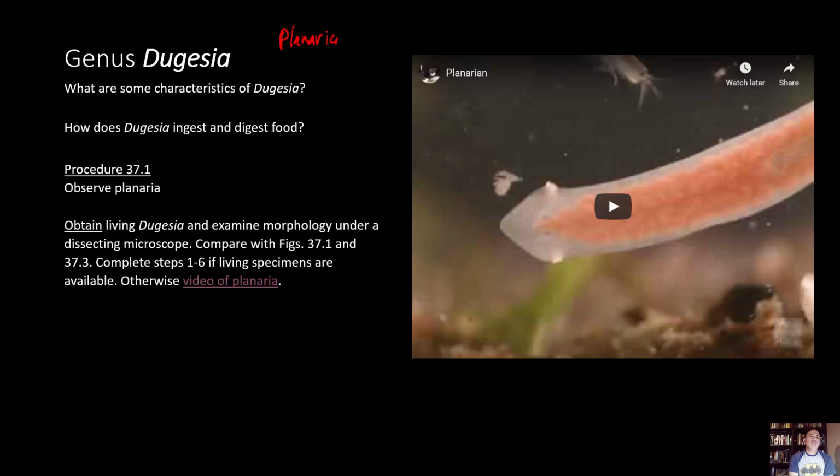And there you're going to be looking at a living Dugesia and watch it go about its business of moving around and acquiring food. So I found a video that's right here. We'll let it play and see if we can observe some of the movements of this animal and watch it feed.